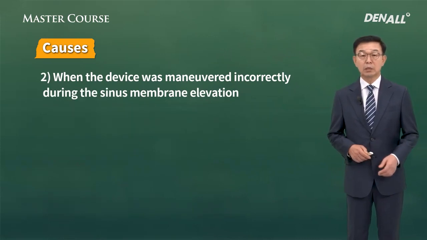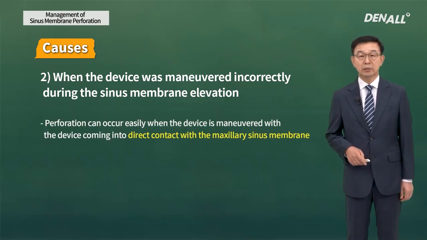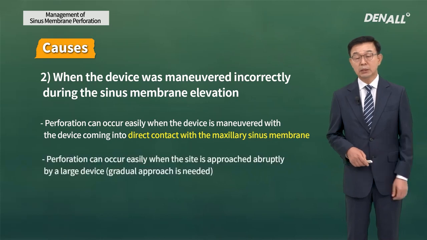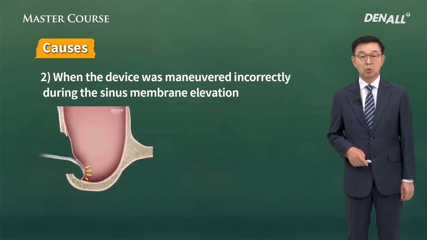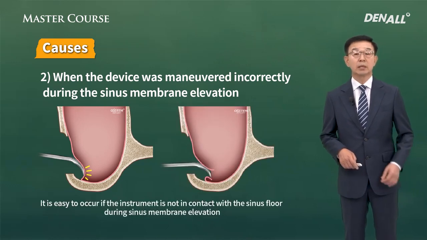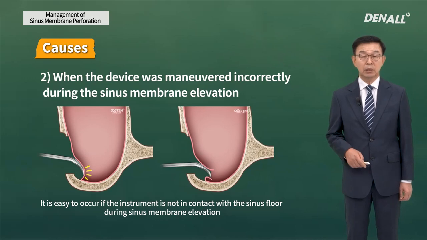When you use tools to do sinus lift, perforation can occur easily when it is in direct contact with the maxillary sinus membrane. And if you apply a big device, all of a sudden, perforation can also occur. When you do sinus lift, you need to gradually lift the sinus membrane, and the tool should be in contact with the sinus floor, like this. However, if you misuse the device and if the tool directly is in contact with sinus membrane, or if it is done excessively, perforation can occur.